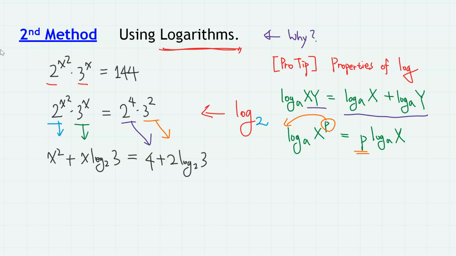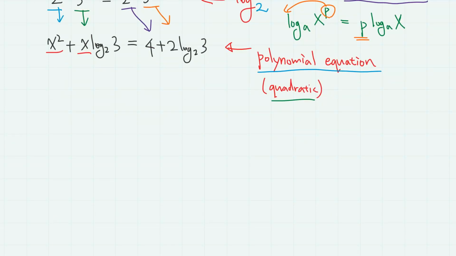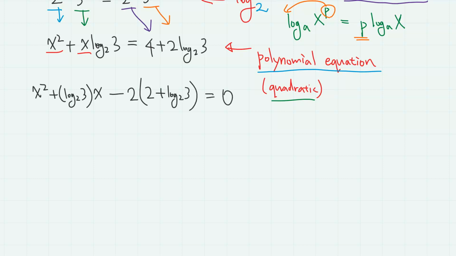And this is basically the reason why we use logarithms. Since logarithms extract powers and bring them down to the base, we can convert the exponential equation into a polynomial equation. In this case, we have a quadratic equation. Here we can write the equation as x squared plus (log base 2 of 3)x minus 2 times (2 plus log base 2 of 3) equals 0.